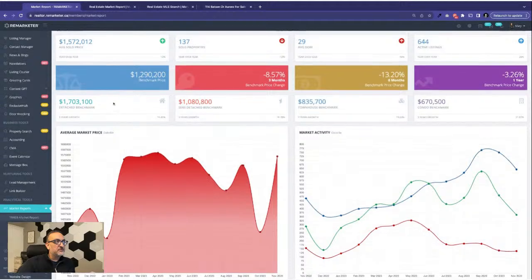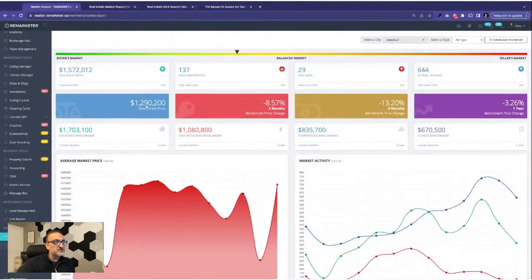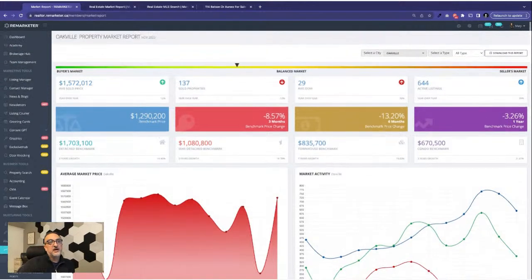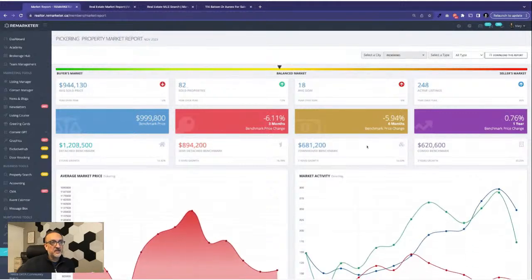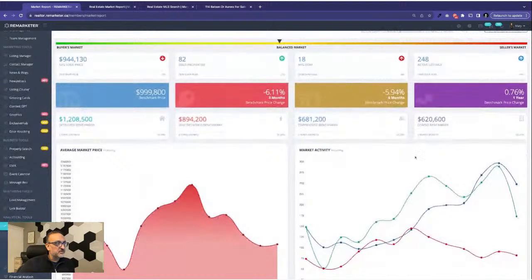So even though the benchmark price is almost 1.3, the detached benchmark price is 1.7, semis are at 1, townhouses are at 837, then the condos at $670 there, right? So you can look at Pickering again, and we have the same thing broken down for the different property types as well, with a 3-year growth, which is usually a good enough cycle for you to monitor growth.